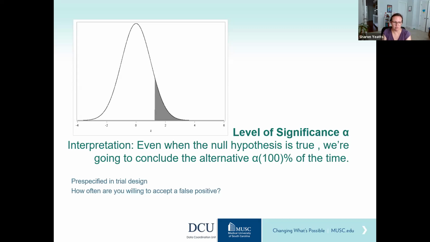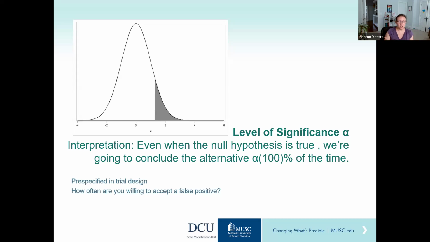So everyone, I assume, thinks of 0.05 as that magic number. It's not really a magic number. It doesn't have to be 0.05. But if that's the level of significance that you're using, that means even when the null hypothesis is true, you're going to conclude the alternative 5% of the time, okay? But in reality, 0.05 is not a magic number, and it should be determined during the design phase to reflect your willingness as an investigator to accept a false positive result.